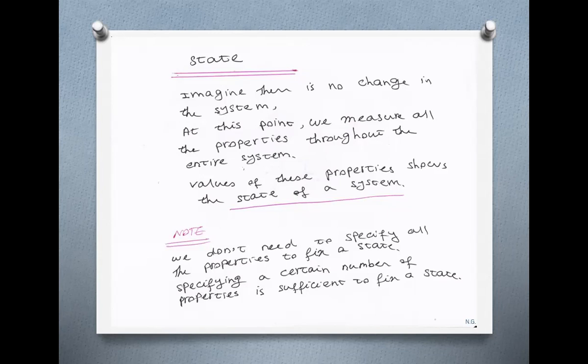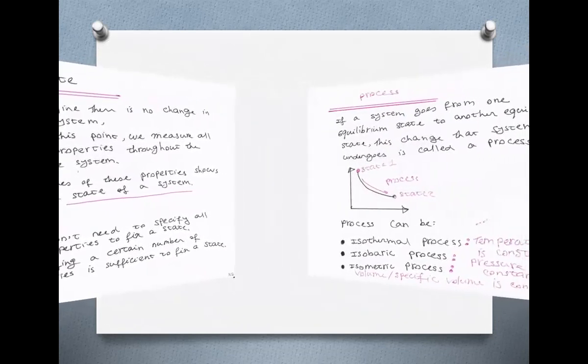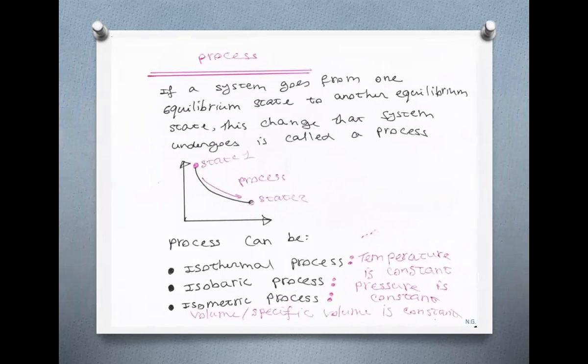The value of those properties basically describes the state of the stuff. By the way, in order to fix the state, in order to describe the state, we don't have to specify all the properties. The values of some key properties are sufficient to describe the state, for example, pressure and temperature. And there is also a process. You hear the word process.